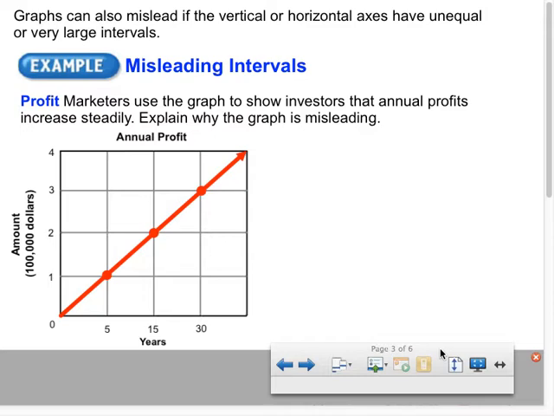Look at this. The first interval on the x-axis is 5 years. And then it goes from 5 to 15. That's 10 years. And then it goes from 15 to 30, that's 15 years. So really what's happening is it's not a linear function. The rate of change, the rate of annual profits isn't consistent. It's really steep at first in the first 5 years, and guess what?